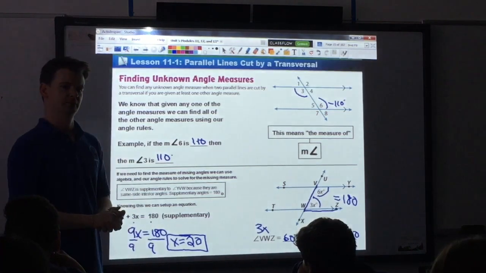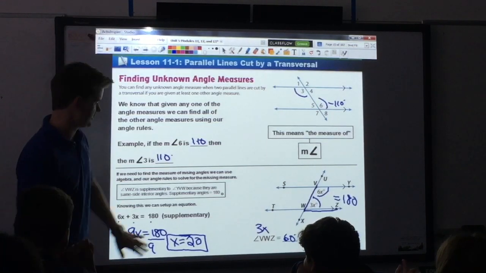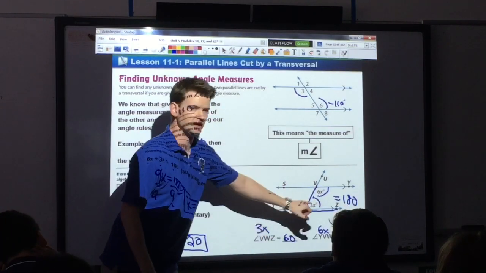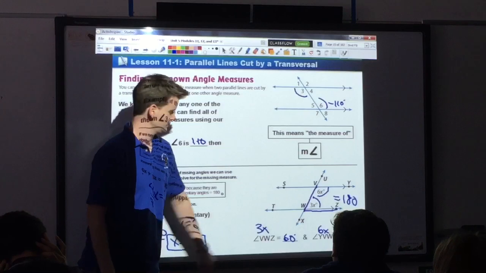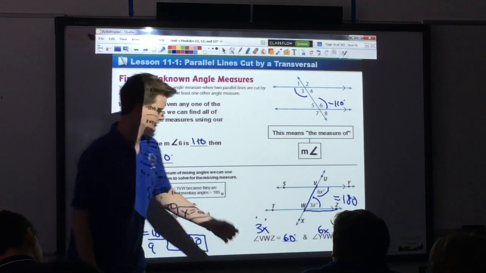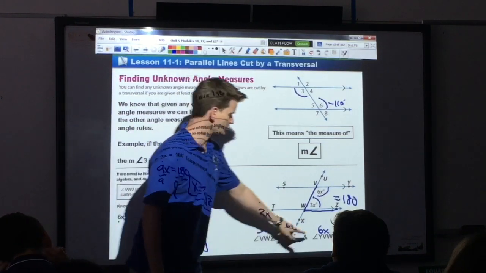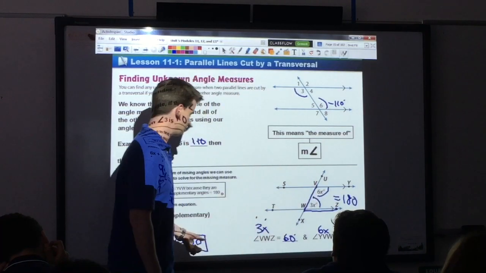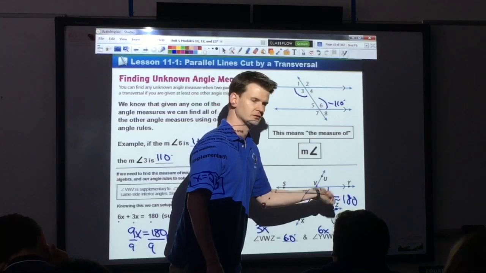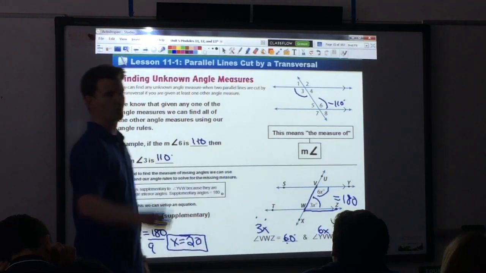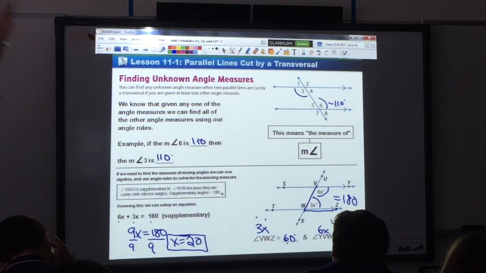After I got x equals 20, I went back to the original expression. For VWZ, the expression was 3x, right? I know that x is 20, and there's multiplication happening between the 3 and the x, so I did 3 times 20, and that gave me 60. For the other one, angle YVW, the expression is 6x, so I substitute in the 20. What's 6 times 20? 120. That's how I got that. And that answer checks out because together they should equal 180. So the answer works. If you ever get something like 213 degrees, you know you did something wrong somewhere. Go back and figure it out.